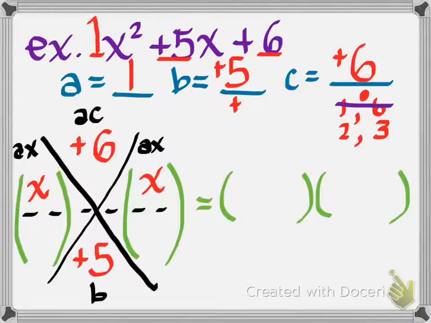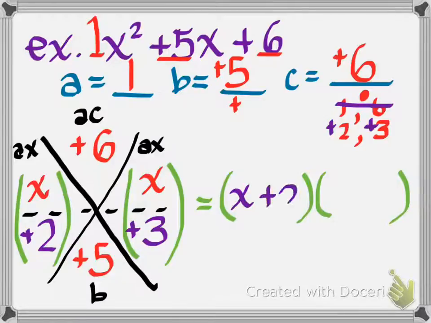Okay, well now I have a 2 and a 3. A positive 2 times a positive 3 equals a positive 6. I also know a negative 2 times a negative 3 equals a positive 6. So which of those makes a positive 5? A positive 2 with a positive 3 adds up to a positive 5. So that's what I'm going to put right here. The more of these we do, the better at these you'll get. So now what you see at my dotted lines is my factors: x plus 2, x plus 3.